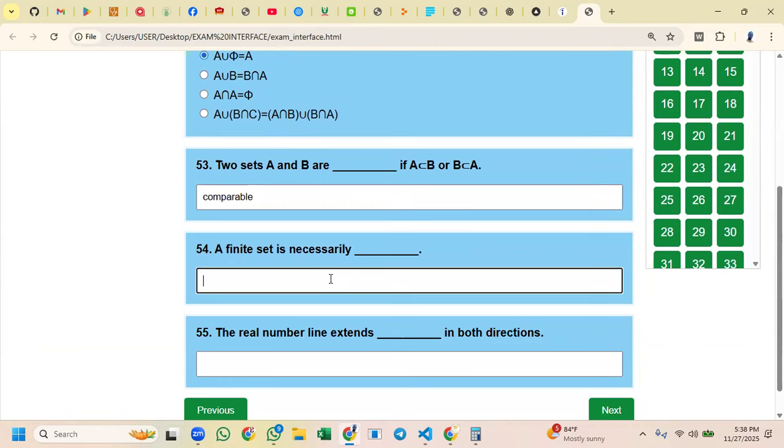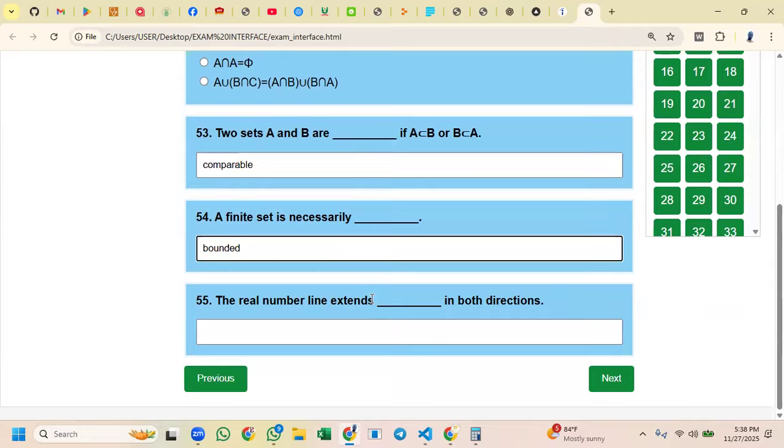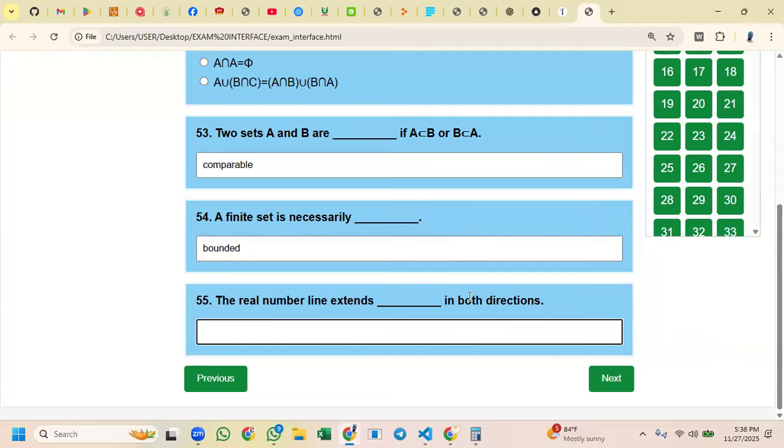A finite set is necessarily bounded. There is something like that in your material. If the number line extends infinitely in both directions, whether you are reading it on the negative side or the positive side, like 1, 2, 3, or minus 1, minus 2, minus 3, it extends infinitely. There is no end. You can continue counting without end. You get 1 billion. Infinitely in both directions.